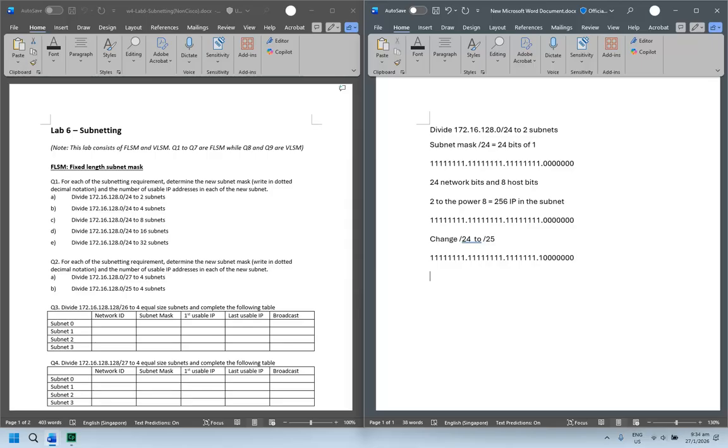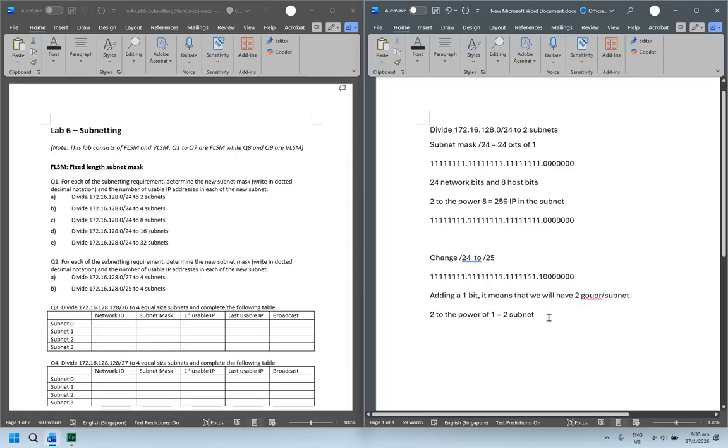Adding 1 bit means that we will have two groups or subnets. Why? Because it's 2 to the power of 1, which equals 2 subnets.